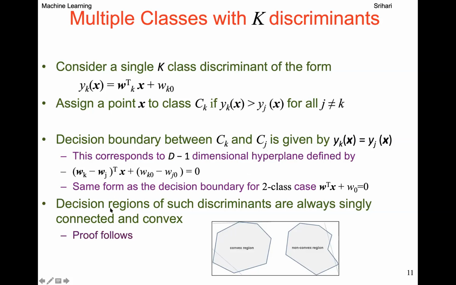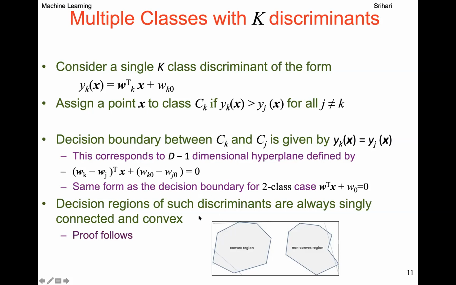And what else can we say? Decision regions of such discriminants are always singly connected and convex. So it says, if you're going to be having discriminant functions of this form for each class, what it will involve is you will need weights associated with each feature for class one. Similarly, weights associated with each feature for class two, weights associated for class three. And each of them will have its own bias term here.